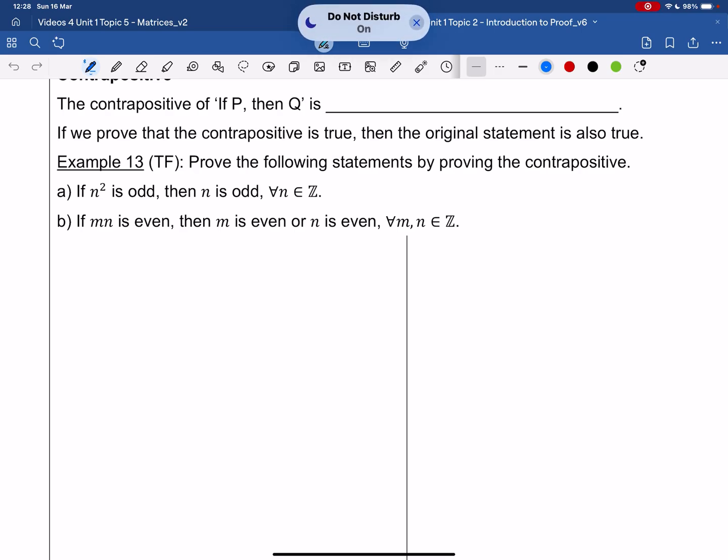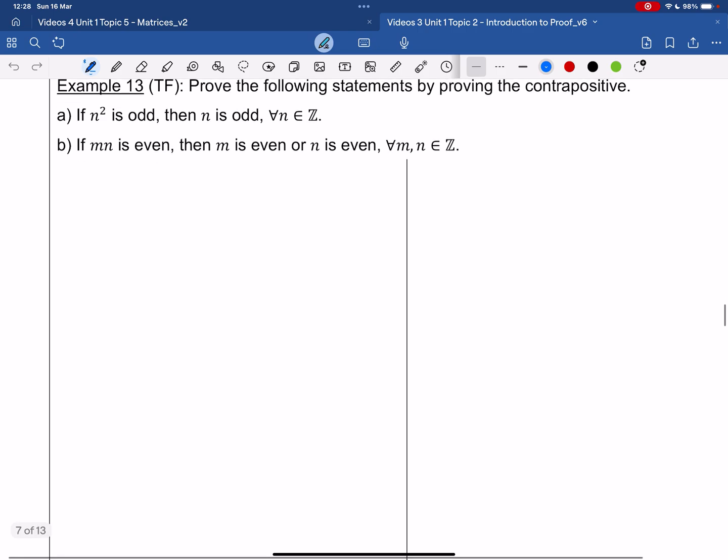All right, so in order to prove a contrapositive statement, what we need to do is swap the hypothesis, our P, and our conclusion Q with each other, and negate both of them. So let's have a look at this example. If n squared is odd, then n is odd for all integer values of n.